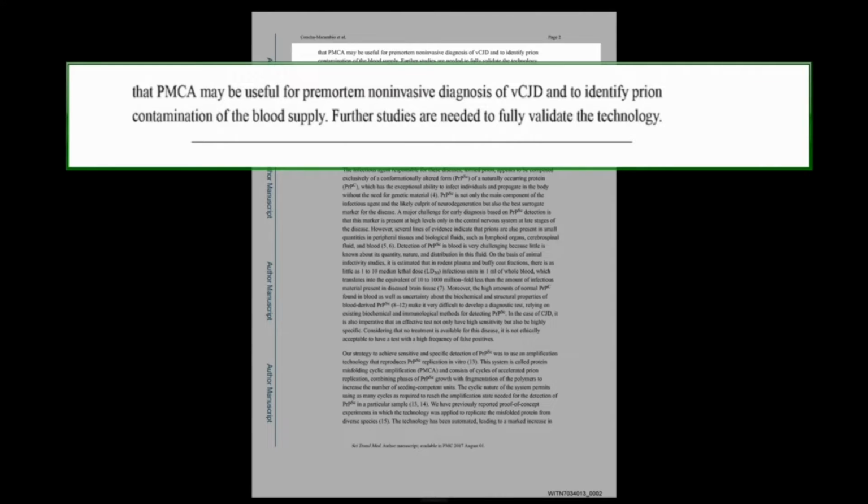So is it right to understand that this test could be used for asymptomatic patients where there's prionemia? In other words, where there are abnormal prions in the blood, but prions have not yet invaded, if I can put it that way, the central nervous system, and the patient is asymptomatic? This doesn't tell you that.